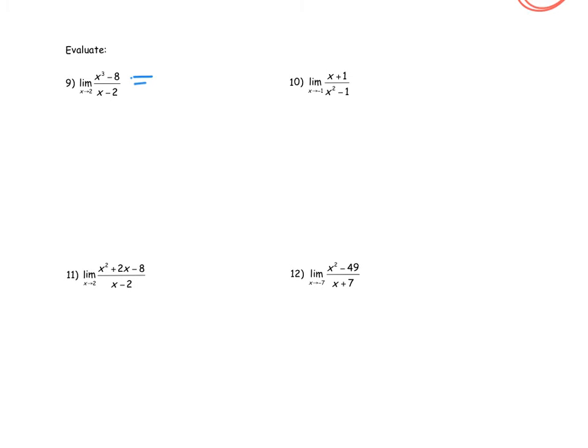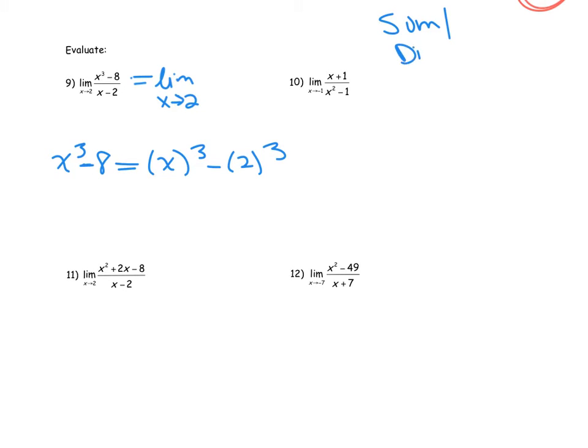So we need to rewrite the limit. You can't just drop the limit. We'll have the limit as x approaches 2. And x cubed minus 8, that is a difference. That's a perfect cube, difference of perfect cubes. So we can rewrite this as x cubed minus 2 cubed. You guys need to know your sum and difference of cubes. We did this in the beginning of the year. All right, so if you need to, make sure you have these written down.